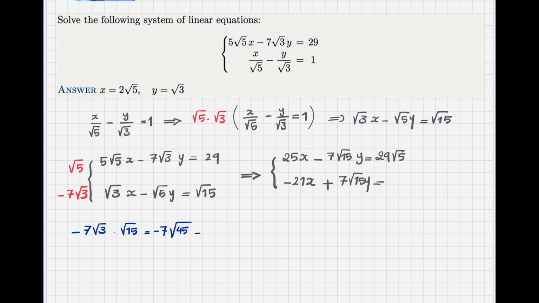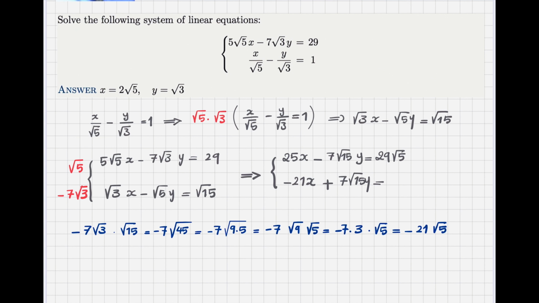But it's always good to simplify this as much as possible, even though 45 is not a complete square, but you can still make things a little bit simpler. So for example, 45 can be written as 9 times 5. But then this becomes minus 7 square root of 9 times the square root of 5. But the square root of 9 is 3, and then I have a square root of 5. So this number becomes minus 21 square root of 5.